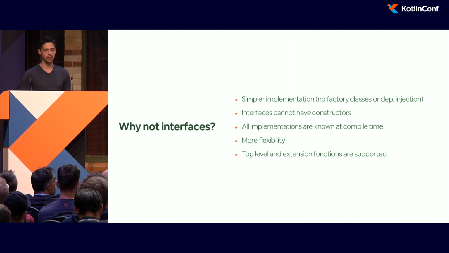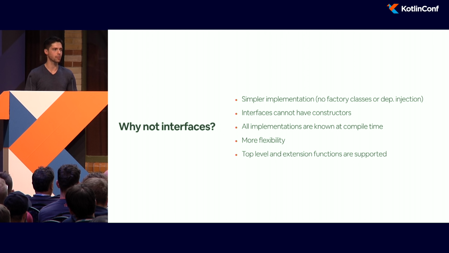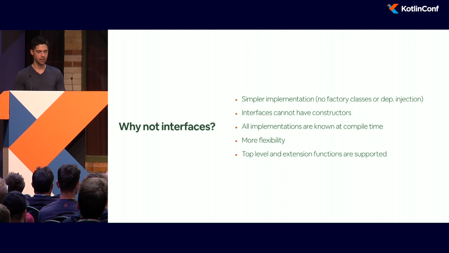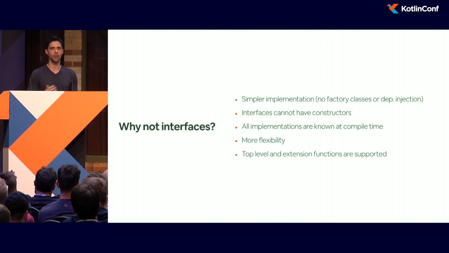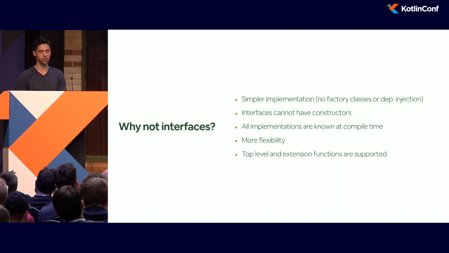Another advantage is that all the implementations are known at compile time, which might be powerful because you can navigate back and forth, and IntelliJ has support for that as well, so you can click a button and see where all the possible implementations are for a given class, which is quite nice. Like I said, top-level and extension functions are supported, and it's just more flexible overall than using interfaces. So that's an advantage. You don't have to use it if you don't want to. It's just something that's out there, and it's pretty useful.